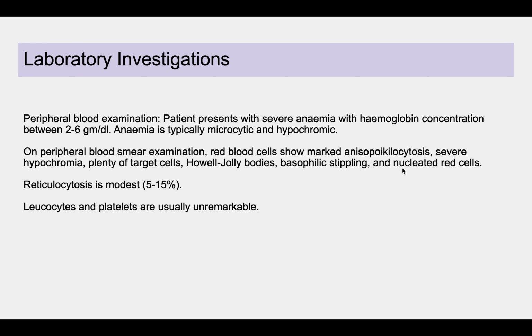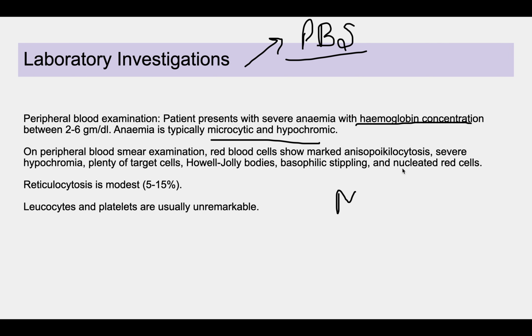Now going to the laboratory investigations. So in laboratory investigation, firstly we will discuss the PBS findings, the peripheral blood smear findings. So the patient will have low hemoglobin. Then the anemia will be typically microcytic hypochromic. That means the MCV will be low in this patient, MCH will be low in this patient.